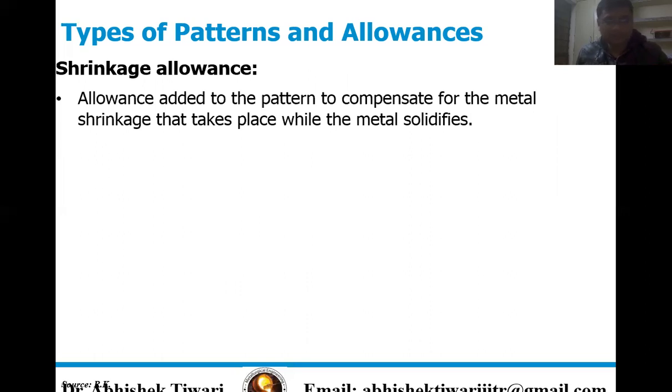Now we are going to discuss shrinkage allowance. It is the allowance added to the pattern to compensate for metal shrinkage that takes place while the metal solidifies. All metals except bismuth and gallium contract on solidifying, and the contraction of metals and alloys is always volumetric, but the contraction allowances are always expressed in linear dimensions.